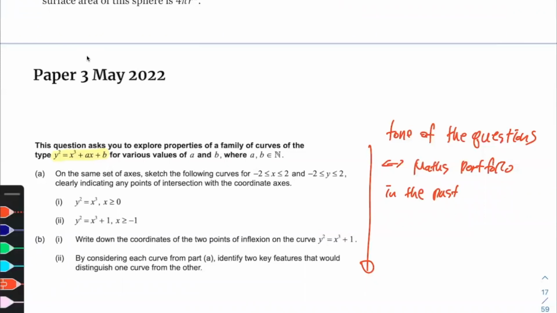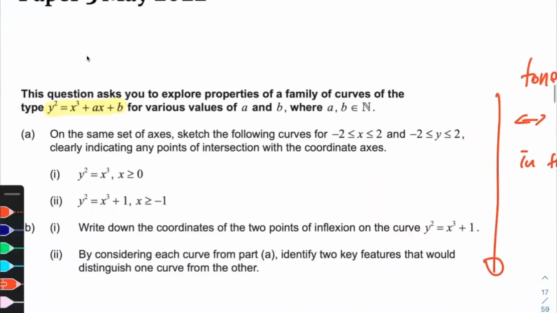But here it does not tell you the name of this topic, and this is actually called the elliptic curve. And it's one of the superstars of number theory.